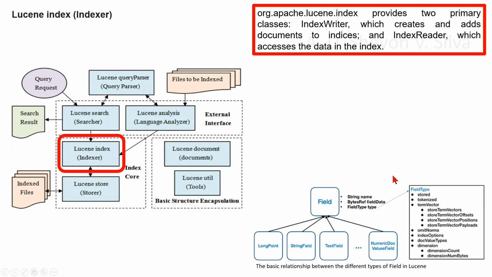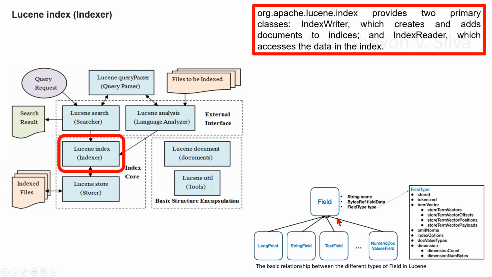Here you can see the basic relationships between different types of fields in Lucene. Lucene supports many types of field, and each type of field determines the supported data type and index modes. Currently, the supported field types include long point, text field, string field, and numeric doc values field. This figure shows the basic relationship between different types of field in Lucene. All field types inherit from the class Field.